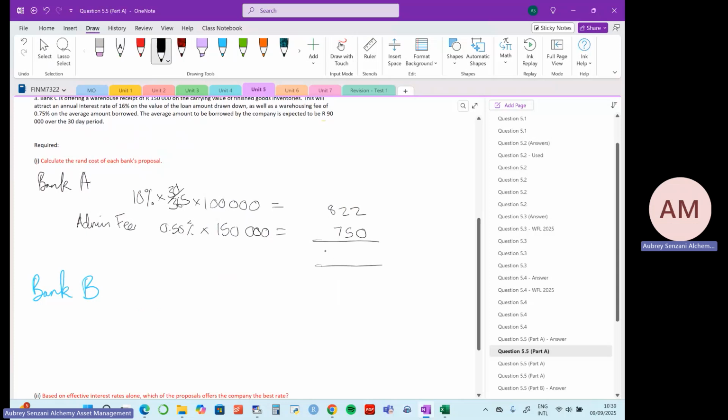So the total then is, I thought you wanted us to convert into a percentage. So I thought you initially wanted to say. What are we getting? 1,572. Okay. That's the rand amount there.